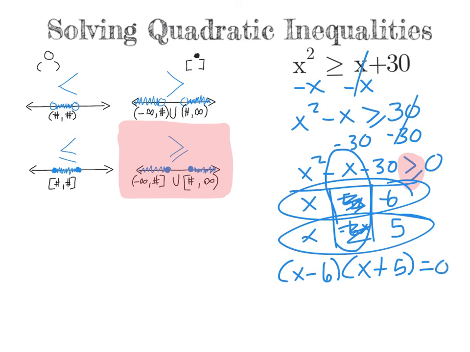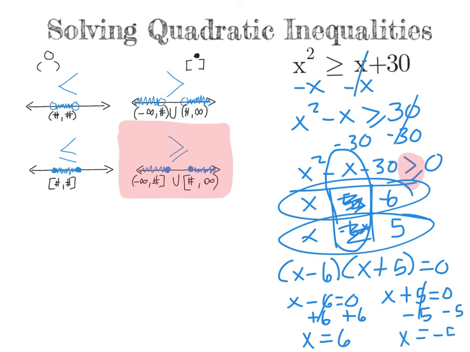Set that equal to 0. Now I set each factor equal to 0, and I'm just solving for a quadratic here. I get x minus 6 equals 0 and x plus 5 equals 0. When you solve, you move the 6 over to the right and get x equals positive 6. You move the 5 to the other side and get x equals negative 5. Those are the two points on my number line that I am looking for.